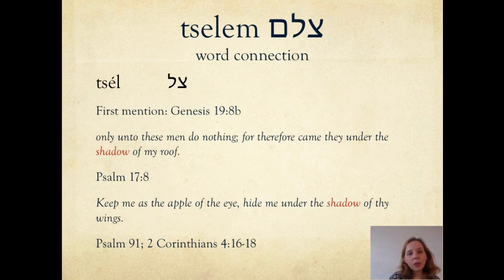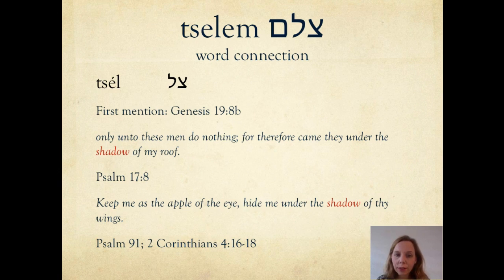Back to Tsil. First mention of this word is Genesis 19 verse 8b. Only unto these men do nothing, for therefore came they under the shadow of my roof. It is the story of Lot and Abraham. Lot, who lives in Sodom, and the city where he lives is about to be turned upside down, and the angels are coming to save Lot and his family. Lot hid the angels, and he says they came under the shadow of my roof. So shadow here, Tsil, is a protection.